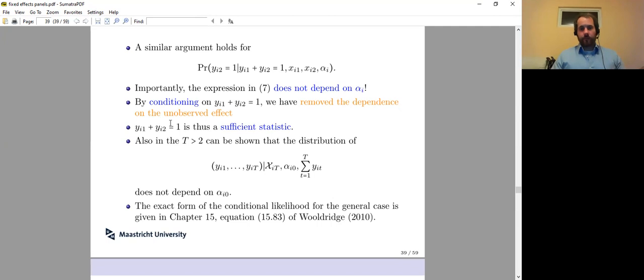Now, this was the case for t equal to 2. You can, of course, apply the same idea for t larger than 2. And the sufficient statistic is simply the sum of the y's. And it can be shown that this conditional density does not depend on alpha. And if you are interested, this is the reference in the Wooldridge book with slightly different notation, but the idea is exactly the same.